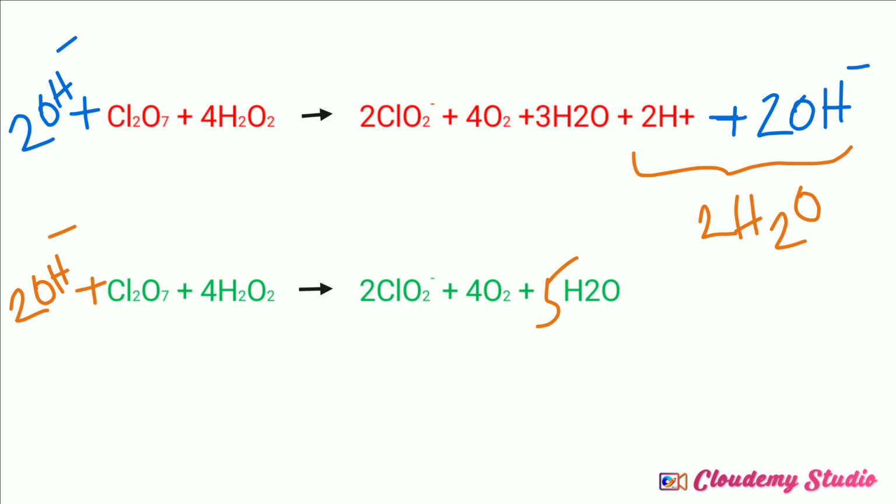So now the equation is balanced. The balanced equation is 2 moles of hydroxide ions plus 1 mole of dichlorine heptoxide plus 4 moles of hydrogen peroxide gives 2 moles of chlorite ion plus 4 moles of oxygen and 5 moles of water.